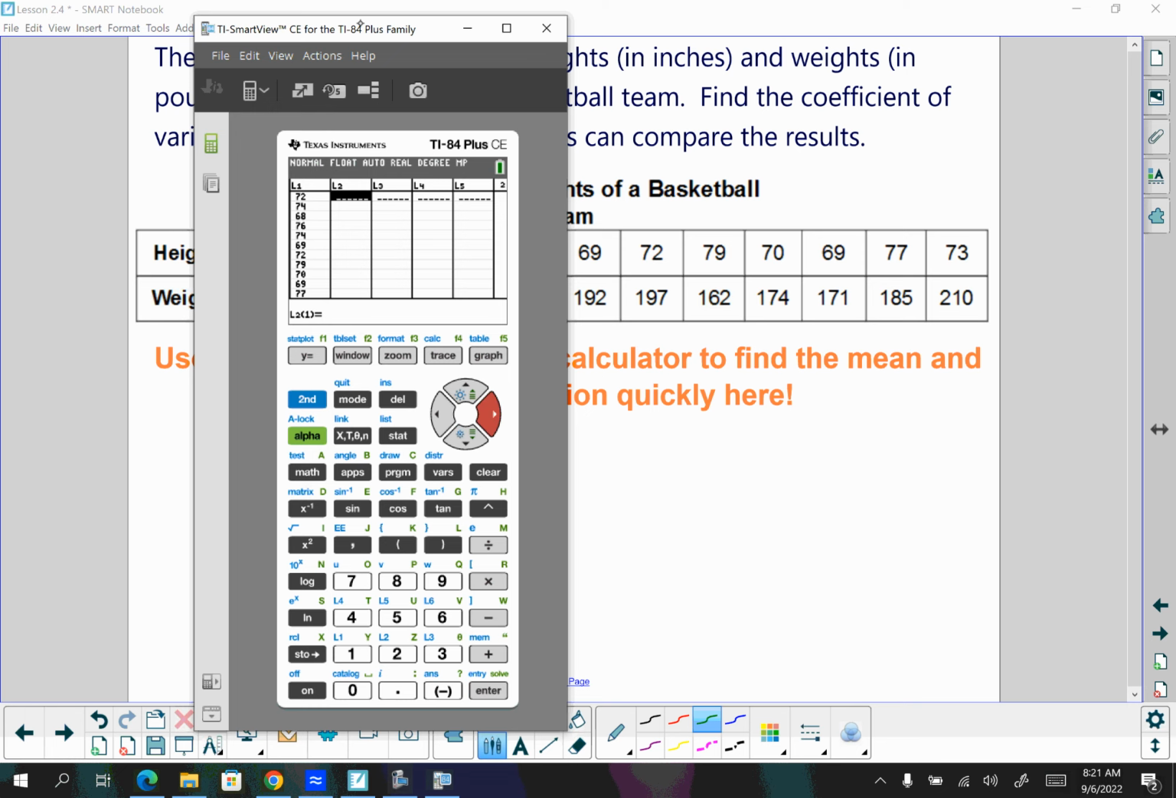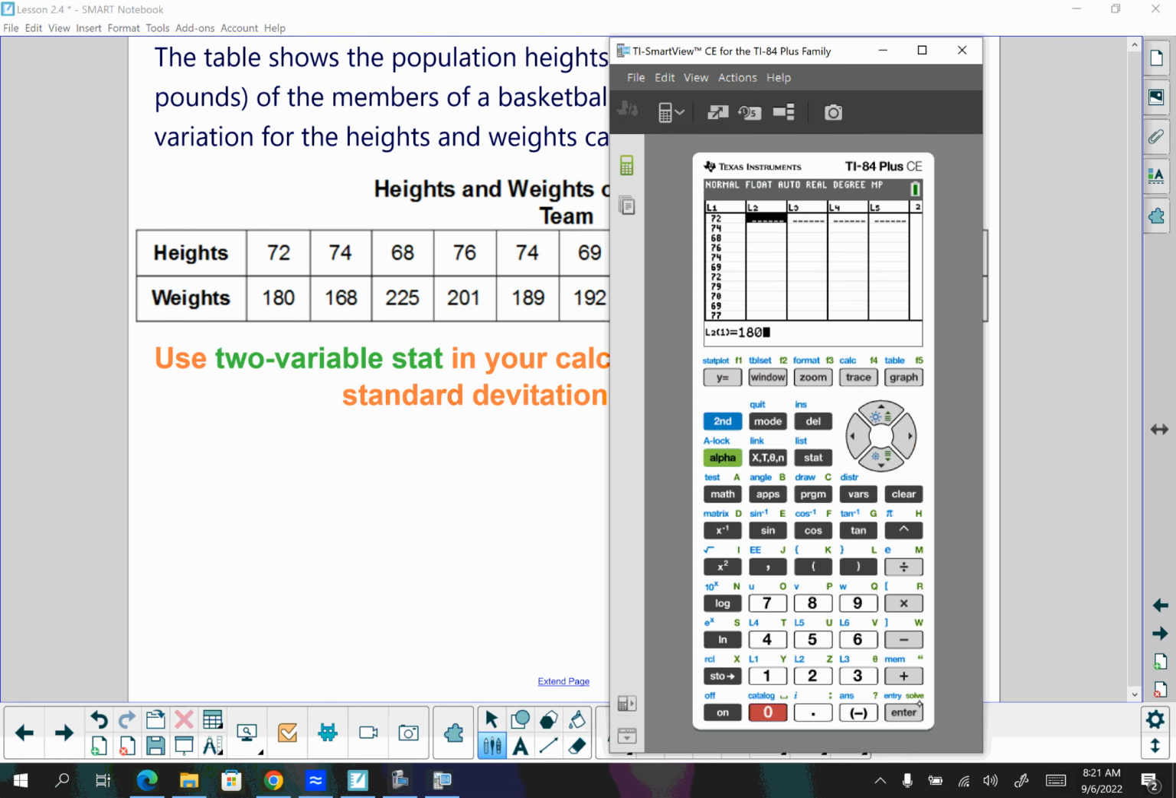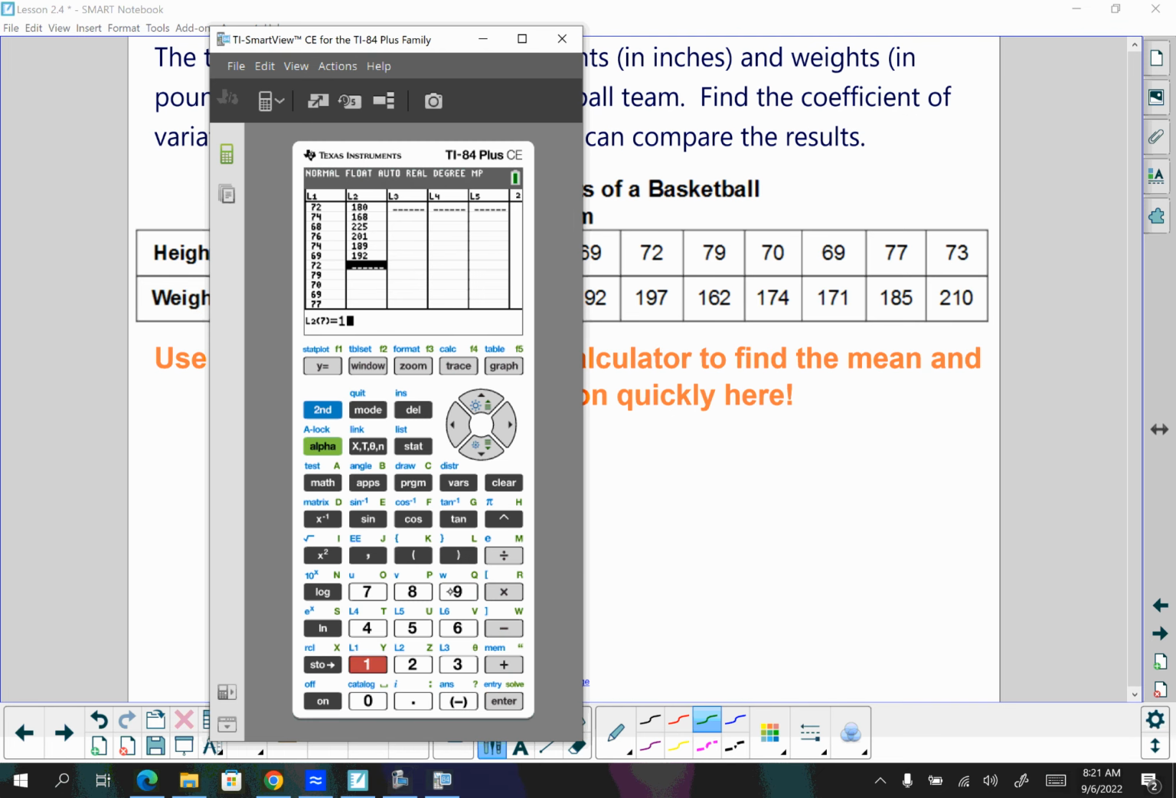That looks like we've got 12 of each. If you want to check at the end after you got all your data values in there, just make sure you've got the same amount of values in L1 and L2. You didn't forget anybody. Okay. Good. You got it?